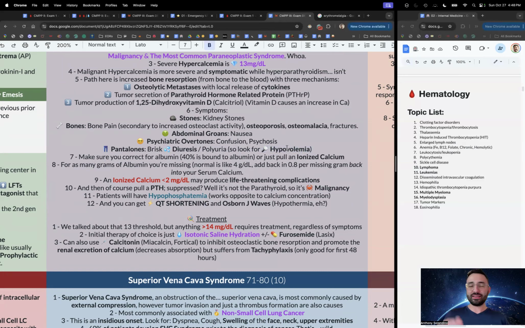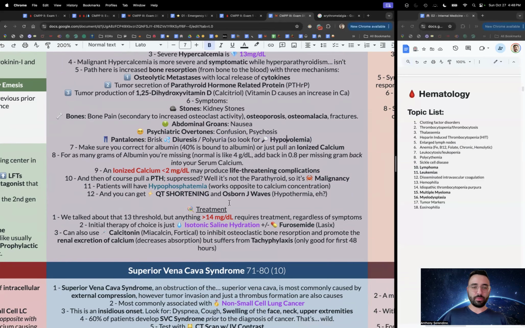I like how I'm saying whatever. Ionized calcium, blah, blah, blah. You have hypophosphatemia. There we go. So I just explained why. And then you get QT shortening. That's the interesting thing. We talk so much about QT prolongation with like Zofran and macrolides and a bunch of other stuff and hypocalcemia, right? But hypercalcemia is going to be QT shortening.